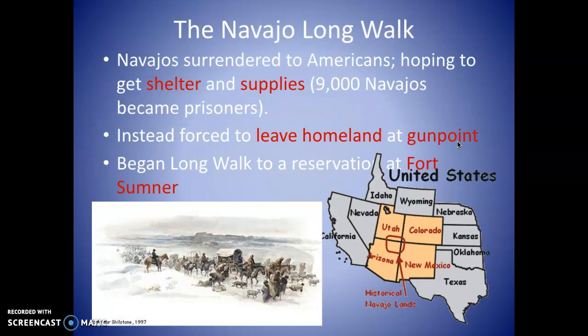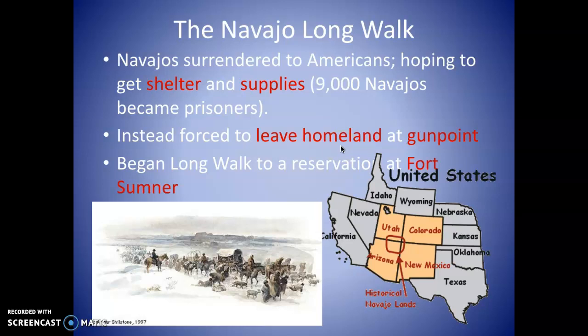Once their home was basically burned, Carson and his soldiers forced the Navajo to leave their homeland at gunpoint. So the Navajos surrendered, their land's burned, they have no livestock, they have no crops. Hoping to get shelter and supplies from the Americans, they surrender. 9,000 Navajos became prisoner. That's when they were forced, by gunpoint, to leave their homeland for this new reservation.